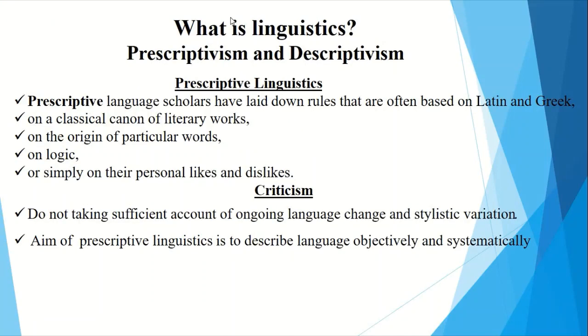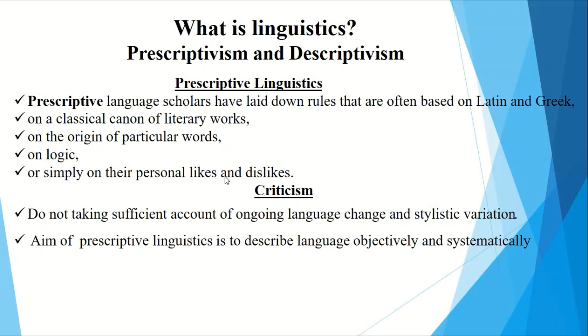What is linguistics? Prescriptive and descriptive linguistics. Prescriptive linguistics is concerned with rules that are often based on Latin and Greek. They are also based on the classic canon of literary works and the origin of the word, particularly on logic, or simply on personal likes and dislikes. So prescriptive linguistics just deals with rules that are set by the linguist.